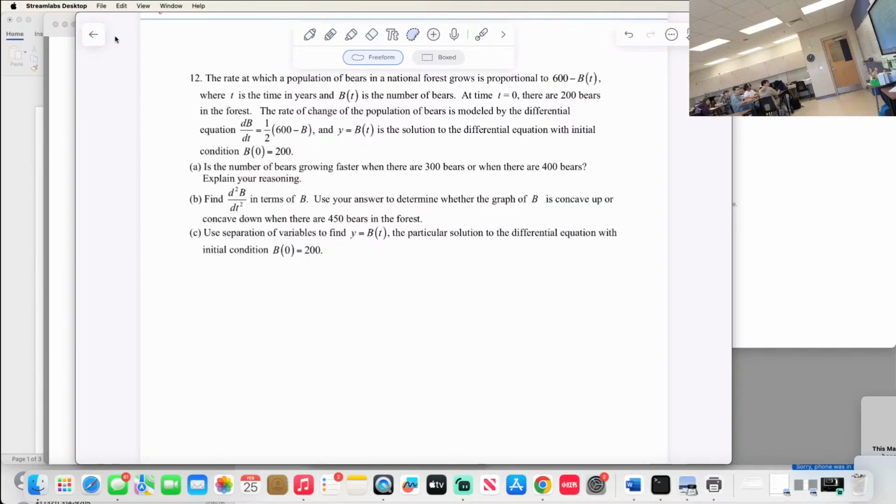So this is actually a 2012 FRQ. When I see this kind of question, I will actually go to C first because C is probably worth the most points, even though you can do A, B, and C. C is asking: using separation of variables, find y equals B of t, the particular solution of the differential equation with initial condition.